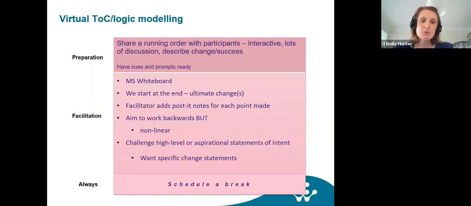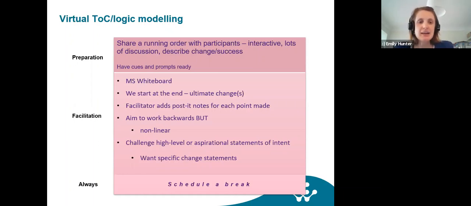We use MS Whiteboard. It works for us. There are other tools out there, and perhaps as part of this session, we can hear about other really good online collaboration tools. To kickstart the conversation, we start at the end: the ultimate change that the intervention or the innovator would be expecting to see. And then we try to work backwards. So what would success look like and how would they get there? The facilitator, so me or another person from the AHSN, would be adding post-it notes to the board as we go along for every point that people make.